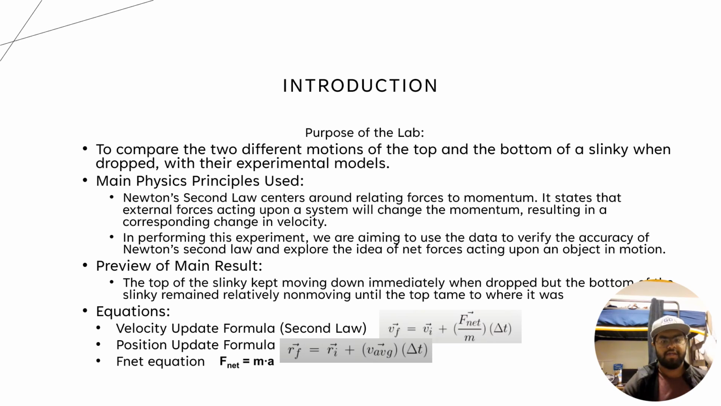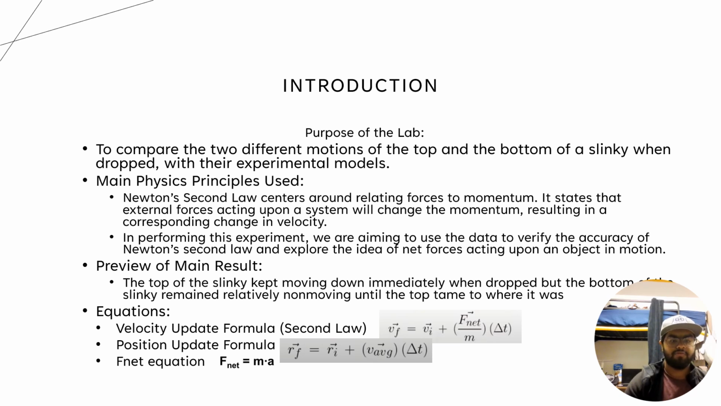So to start off, I ended up going with the Slinky lab, and the purpose of the lab is to compare the two different motions from the top of the Slinky and the bottom of the Slinky when it's dropped with their experimental models. The main physics principle used is Newton's second law, which centers around relating forces, and how external forces acting upon a system will change the momentum, resulting in a corresponding change in velocity. In performing this experiment, we're aiming to use the data to verify the accuracy of Newton's second law and explore the idea of net forces as well as gravitation.